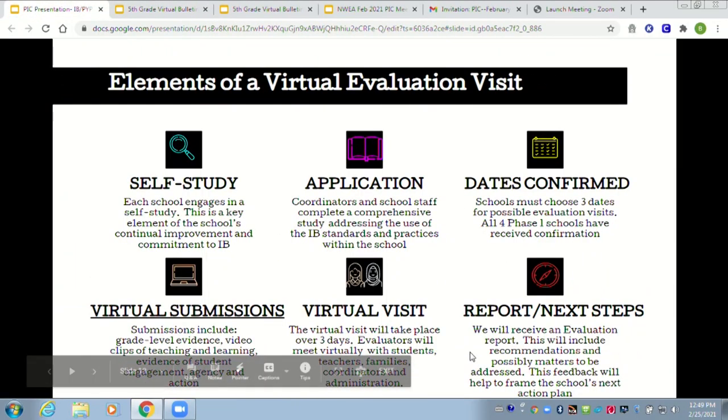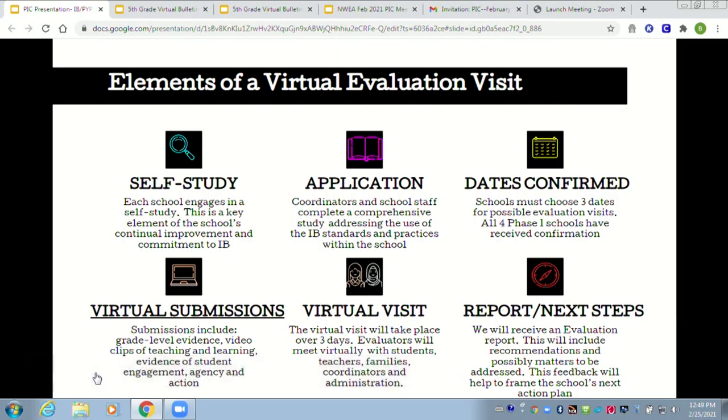Our virtual visit will consist of a 3-day visit. They'll meet with all of the grade level teams, with auxiliary teachers, and with administrators at the district level and the building level. They will meet with parents for that building, and with a group of students. And we will even be doing live classroom visits, so they will be able to see teaching and learning in action via our cell phone or tablet, whatever we're using, while they're there as well.